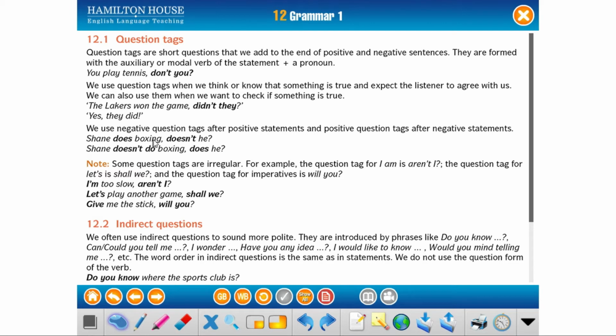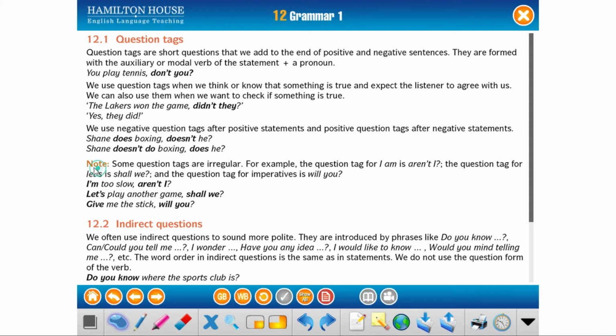Here are more examples about what I said before. Shane does boxing, doesn't he? Shane doesn't do boxing, does he? As this sentence is in affirmative, we ask in negative. This sentence is in negative, we ask in affirmative. But we have some question tags that are irregular. For example, with I am, we are always going to use aren't I, and if it is negative with I am not, I'm going to use am I.